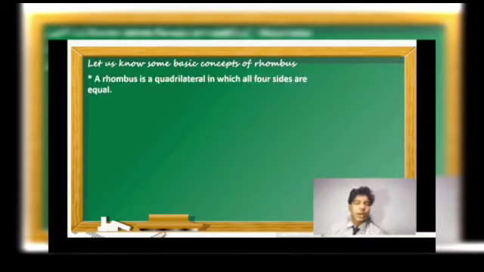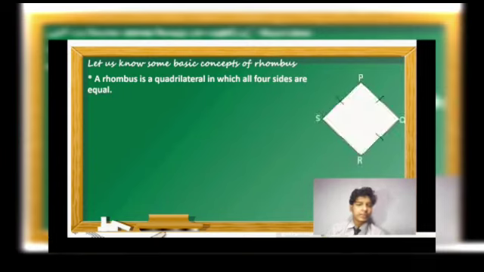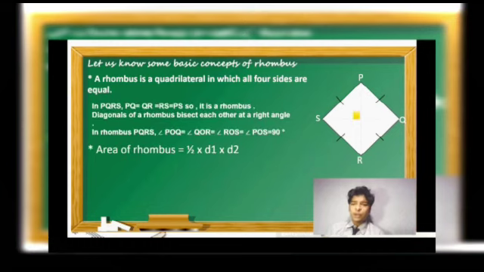A rhombus is a quadrilateral in which all 4 sides are equal. Let us take an example of a rhombus, PQRS. In PQRS, PQ equals QR equals RS equals PS. So it is a rhombus.